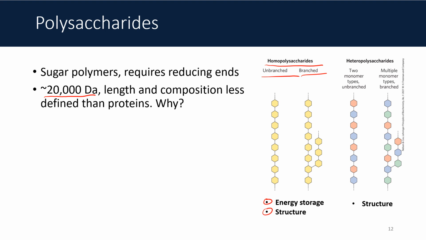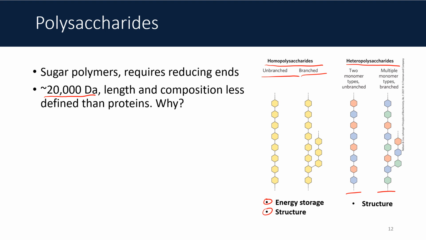Now let's contrast that with the heteropolysaccharides. These are going to have more than one type of sugar incorporated within the main chain. And these too can be branched or unbranched. It's dealer's choice, depends on what the intended function is.